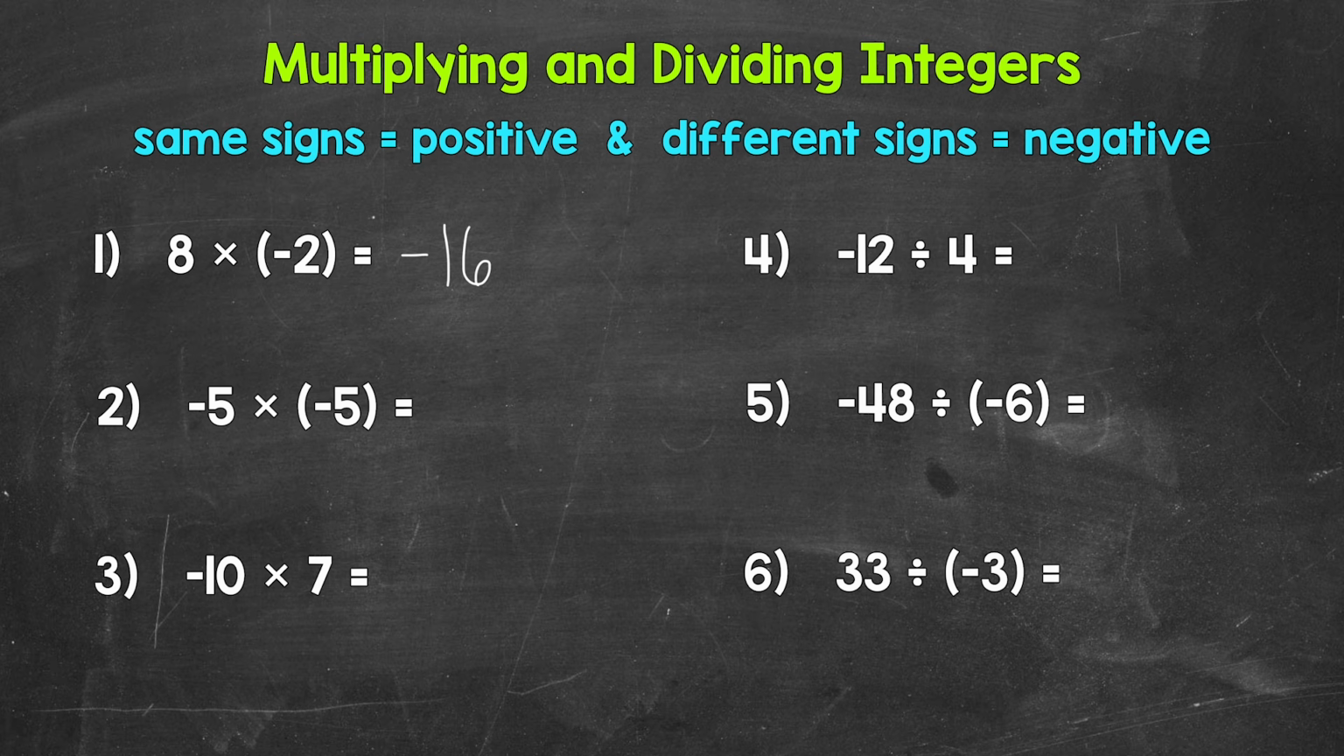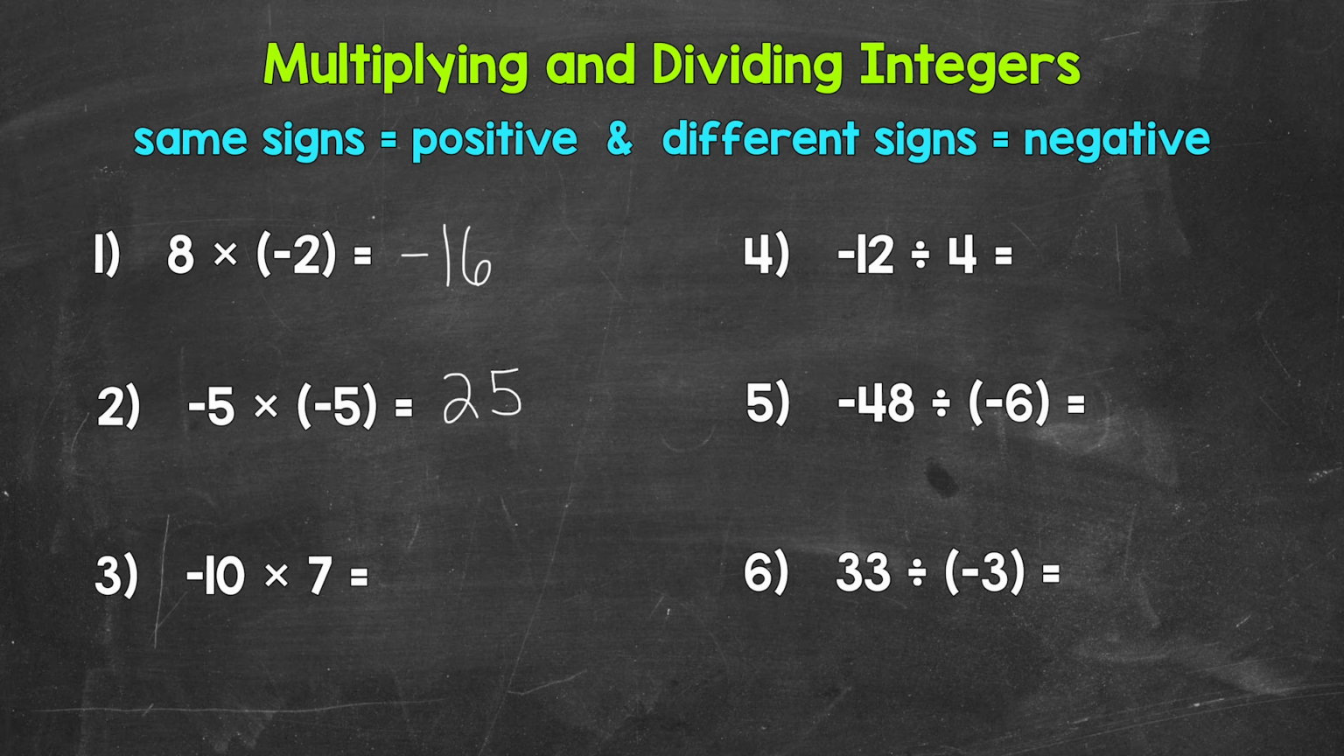Moving on to number 2, we have negative 5 times negative 5. We have the same signs here, a negative times a negative. That means our product will be positive. So all we need to do is think 5 times 5 is 25. And since we have the same signs, this is a positive 25. Negative 5 times negative 5 equals 25. So keep in mind, a negative times a negative equals a positive.